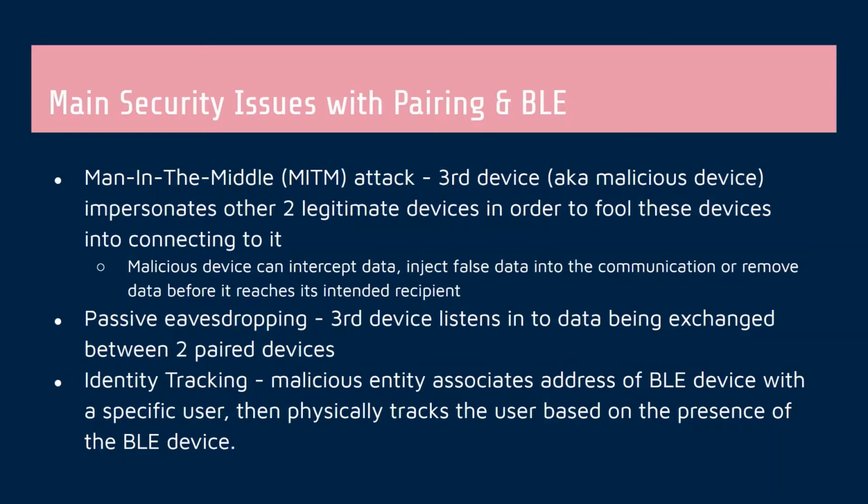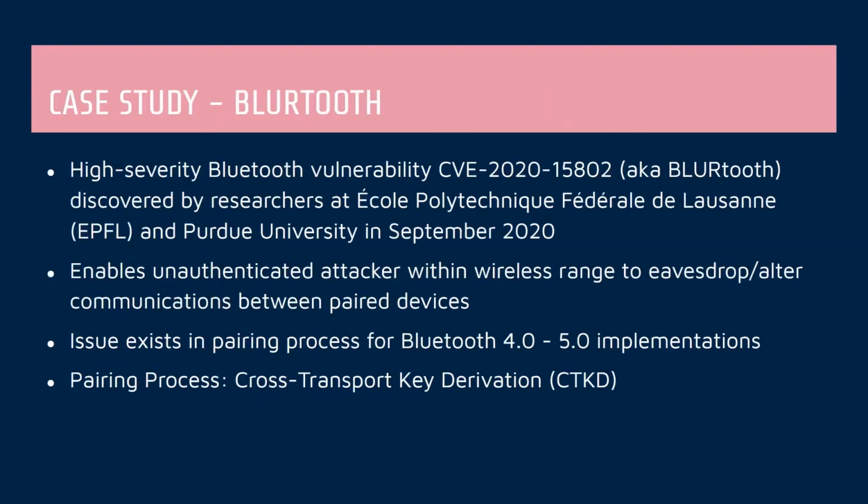The malicious device can intercept data, inject false data into the communication, or remove data before it reaches its intended recipient. Next is passive eavesdropping, whereby the third device listens in to data being exchanged between two paired devices. Lastly, identity tracking, whereby a malicious entity associates the address of a BLE device with a specific user, then physically tracks the user based on the presence of the BLE device.